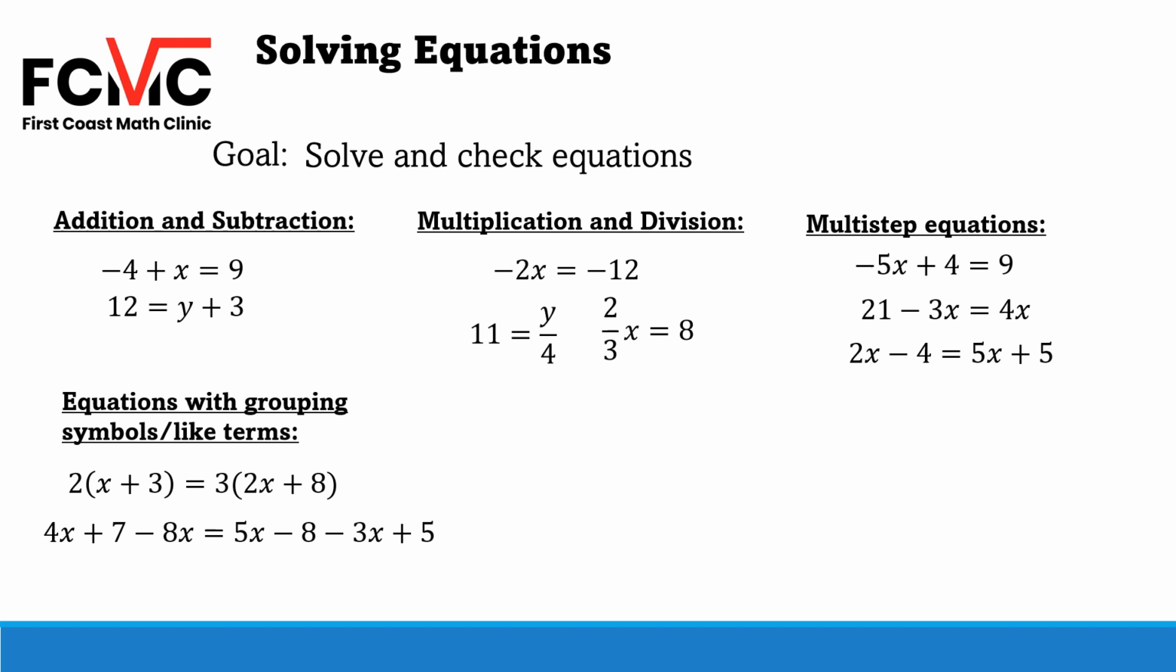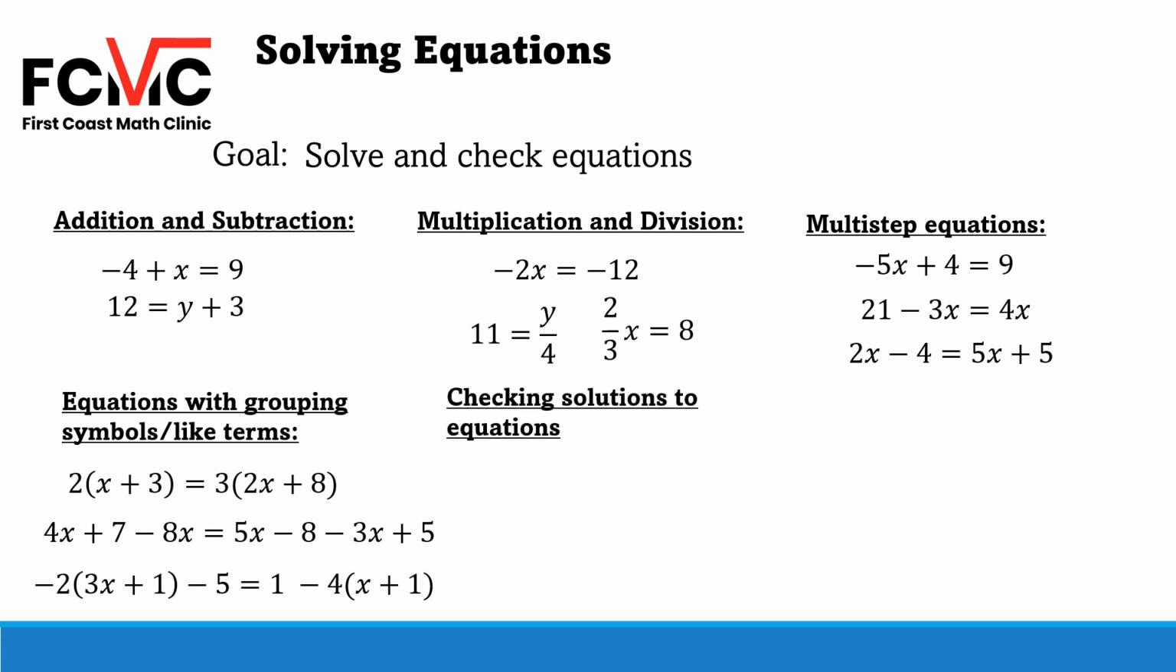And then we'll work with like terms. So 4x plus 7 minus 8x equals 5x minus 8 minus 3x plus 5, we'll solve that. And then we'll put our like terms and grouping symbols together. So we've got -2 times the quantity 3x plus 1 minus 5 equals 1 minus 4 times the quantity x plus 1. And the last topic we're going to cover in this video is going to be checking solutions to equations.